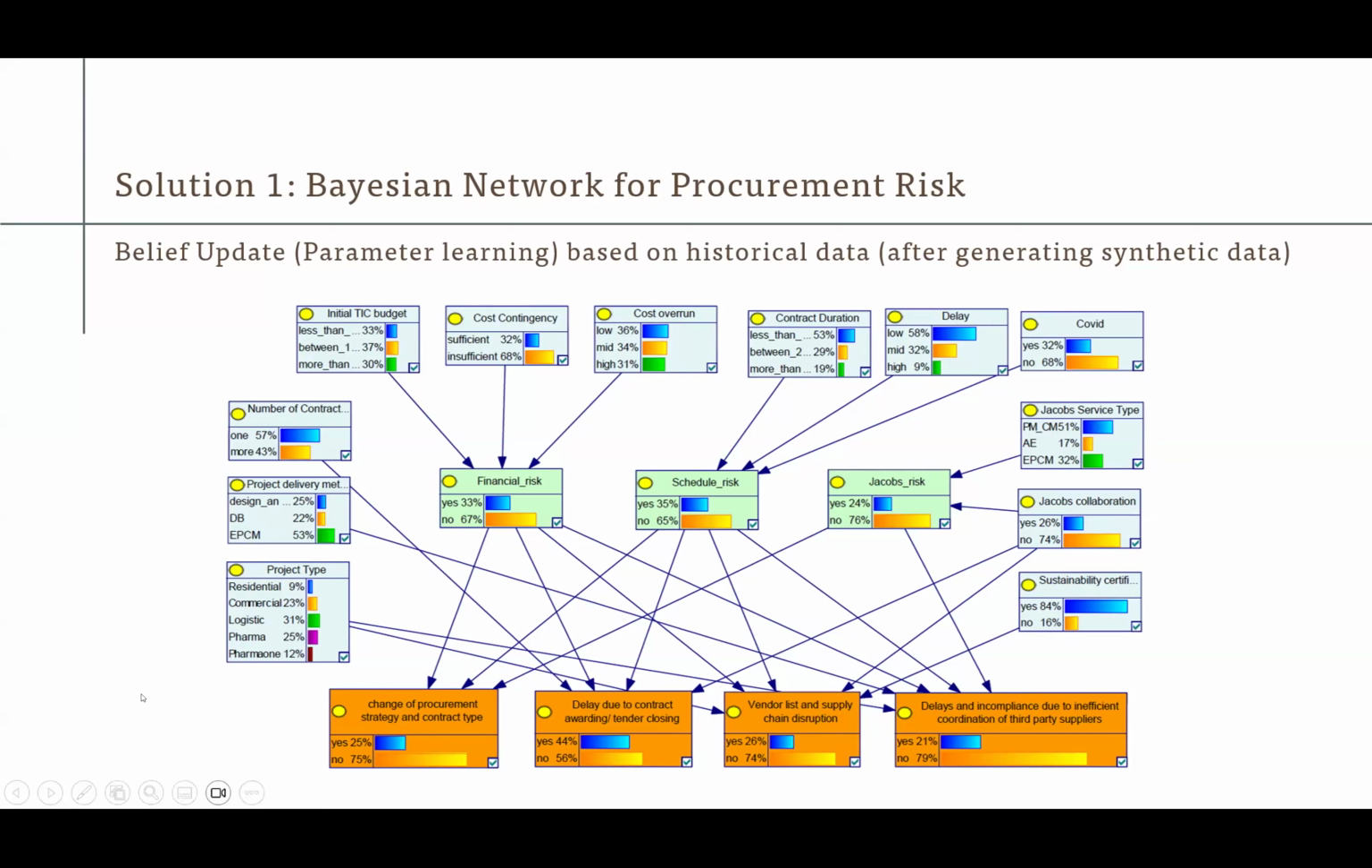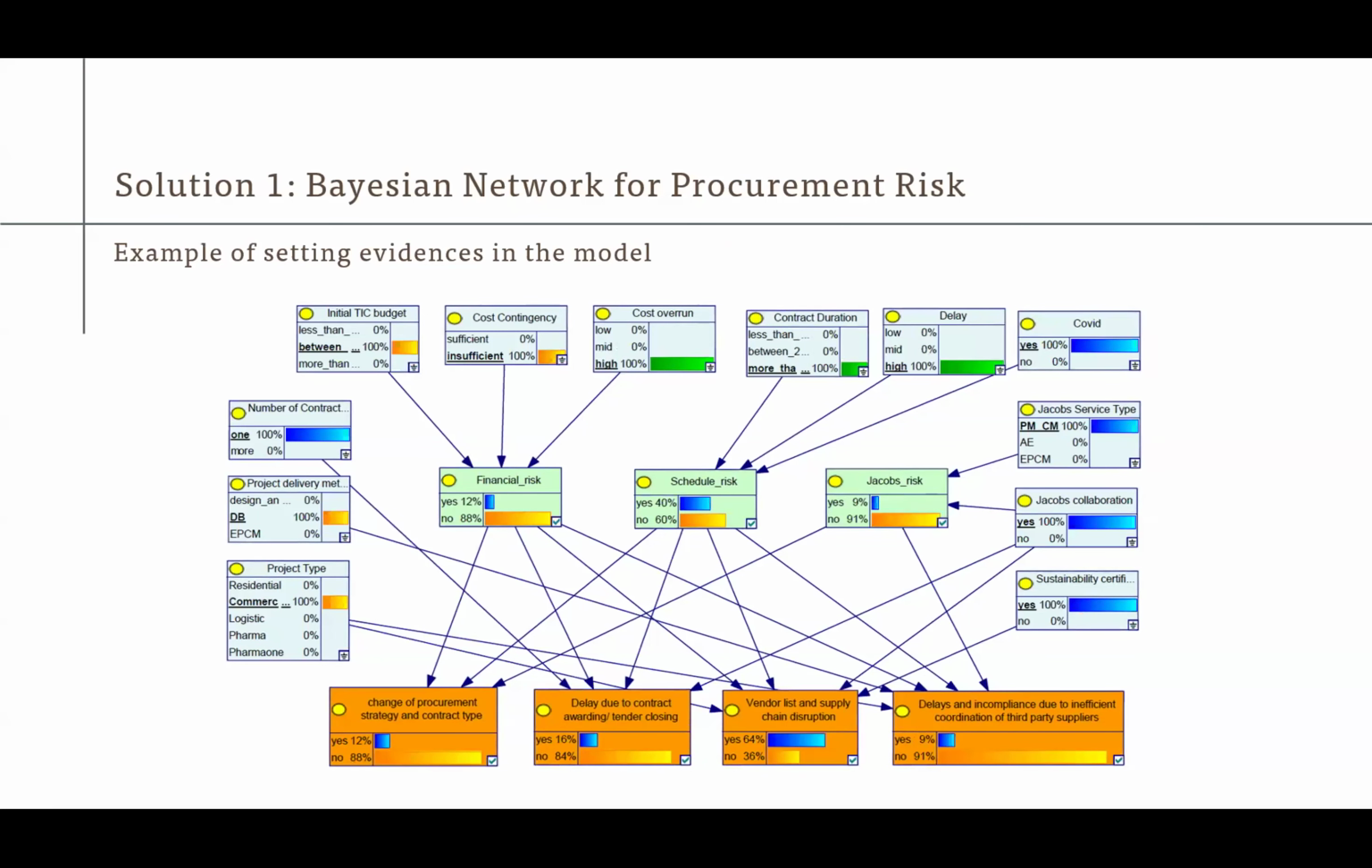As a result, the prediction of the risks also changed. And this is how it works for any new project: the project manager sets the value of each variable, let's say the number of contractors is one, we have one general contractor, COVID happens, or the project type is a commercial project, and it automatically predicts the probability of that risk happening or not happening. So we can set a threshold and say, if the probability is more than 50%, we identify that risk in our database and we give it a priority based on this percentage.